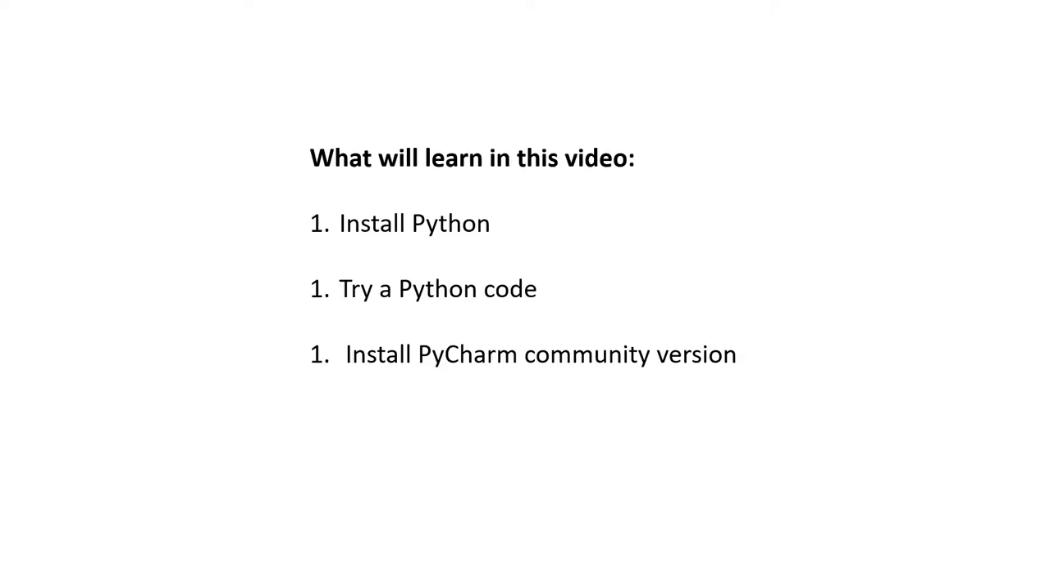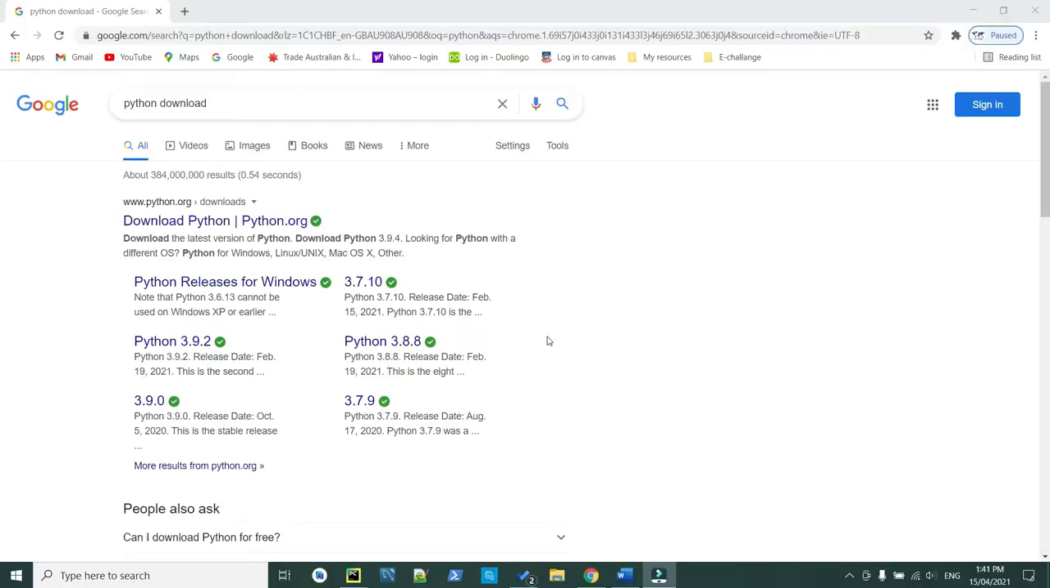In our first video, we will learn how to install Python, try a Python code, and install the PyCharm Community version. The first thing we need to do is download Python onto our system. If you don't have it, just go to Google, search for Python download, and make sure you download Python from the original Python website.